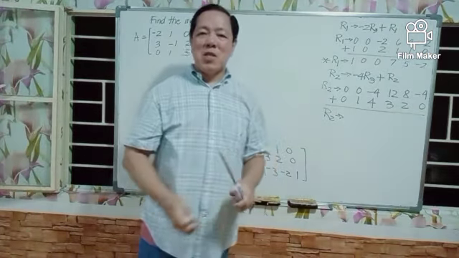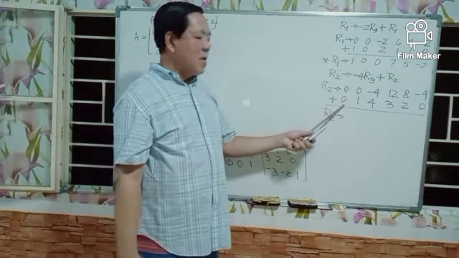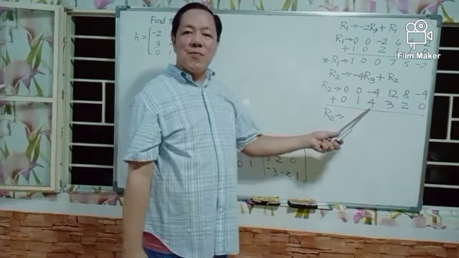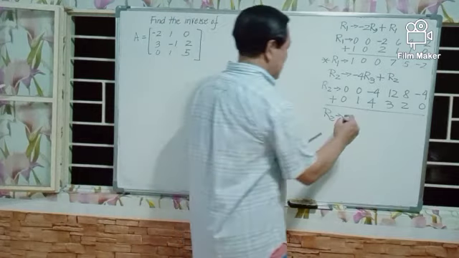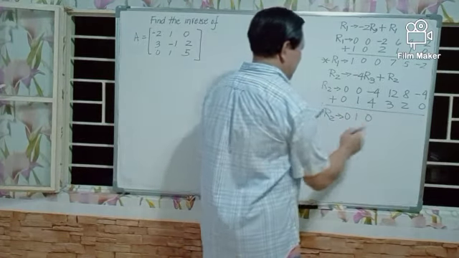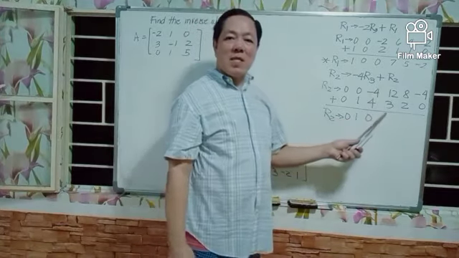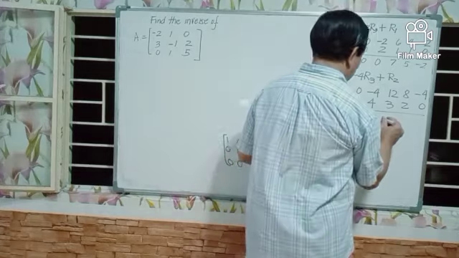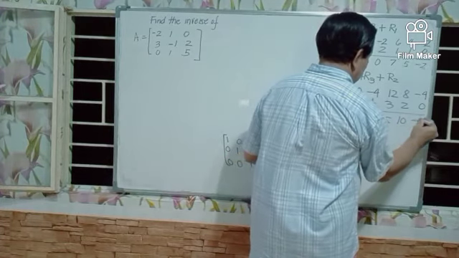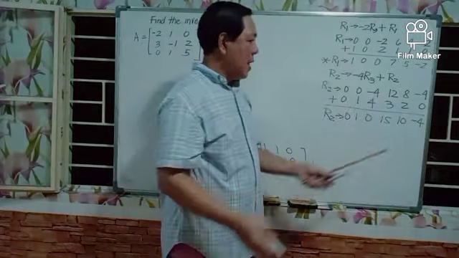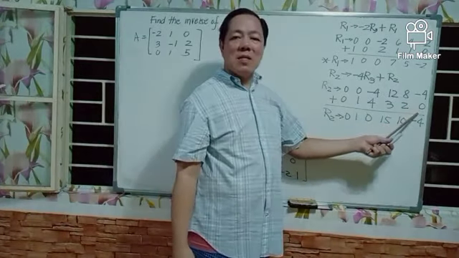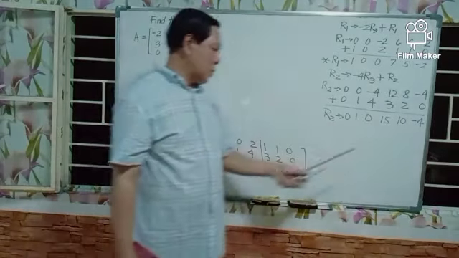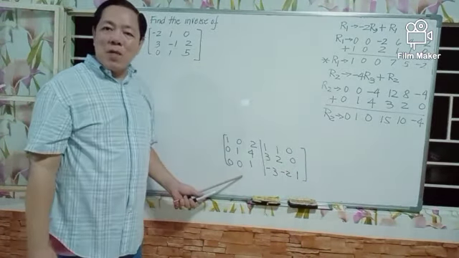We perform the operation addition. 0 plus 0 is 0. 0 plus 1 is 1. Negative 4 plus 4 is 0. Twelve plus 3 is 15. 8 plus 2 is 10. And the last entry, negative 4 plus 0 is negative 4. And these are the new entries of row 2. And the entries of row 3 are the same.